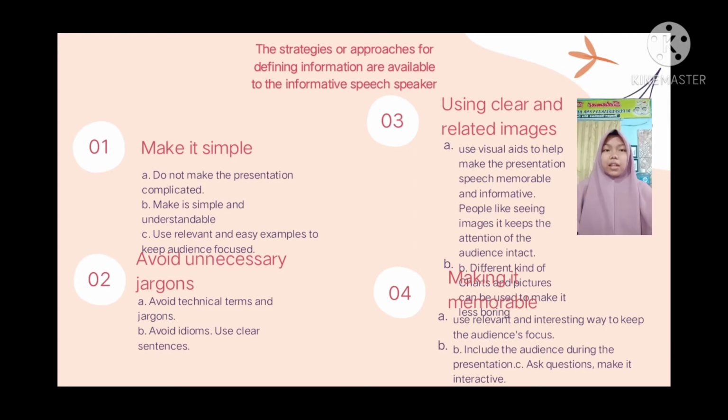Using clear and relevant images. The way you can do this is, the first one, use visual aids to help make the presentation speech memorable and informative. People like seeing images, it keeps the attention of the audience intact. The second is different kinds of charts and pictures can be used to make it less boring.